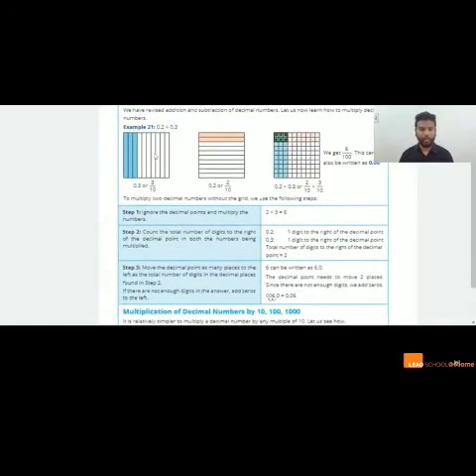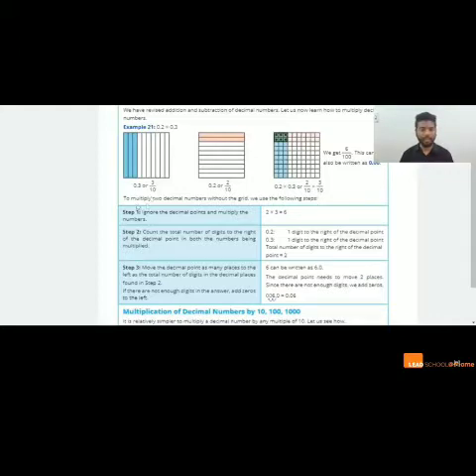So, we have revised addition and subtraction of decimal numbers. Let us now learn how to multiply decimal numbers. Alright, so we know how to denote numbers. Every time I get a decimal number, I will just replace that in my fraction form. Can you see?